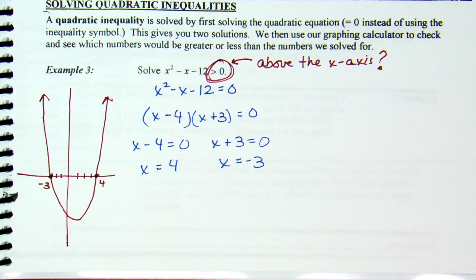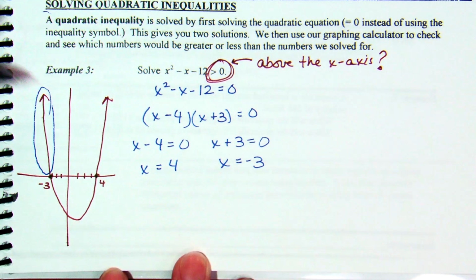Right, but we're not talking about shading here. Which pieces of this graph are above the x-axis? It would be less than negative 3 and greater than 4. Okay. So Shiley's response was less than negative 3 and greater than 4. Because, as we look at this, what pieces are above the x-axis? And that is this piece to the left of negative 3, correct? And, whoops, I didn't draw my circle very well there, but that piece to the right of 4.